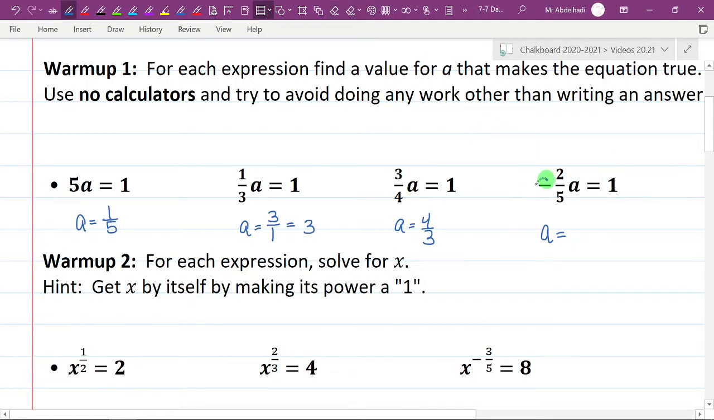And in order to get a positive 1, this negative has to go away. So whatever your a is, it better be negative. And then what will get rid of the 2/5? 5/2. So there you go. You flip the fraction upside down. If it's a whole number, then it's over 1. So flip it upside down, you get 1 over that number. And if it's negative, keep the negative.